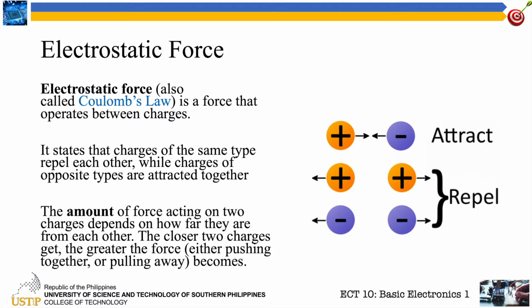Okay, so we're going to start with the electrostatic force, very commonly called Coulomb's law. It is a force that operates between charges, and since neutrons have a neutral charge, we're just going to neglect them in our flow of electrons. We'll focus more on our negatively charged particles, the electrons, and our positively charged particles, the protons. Okay, it states that charges of the same type repel each other, while charges of opposite types attract each other.